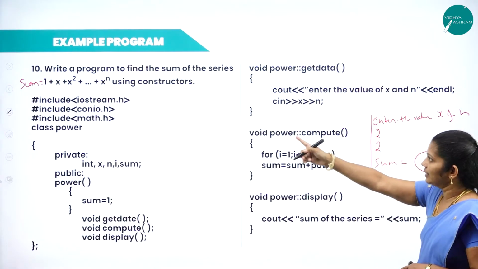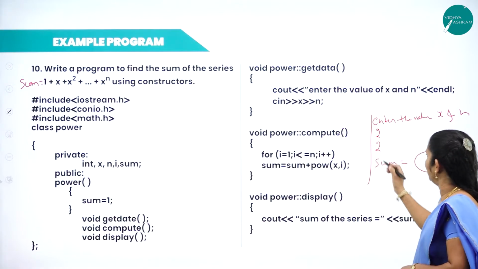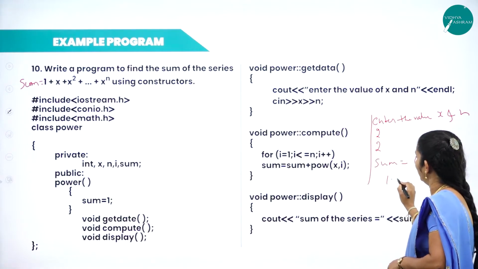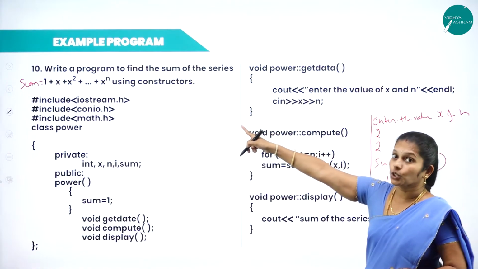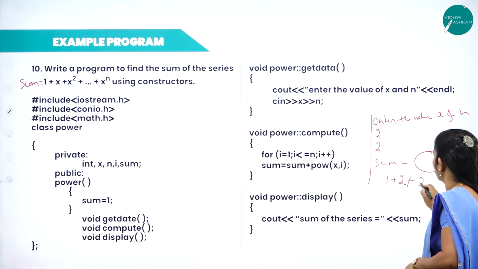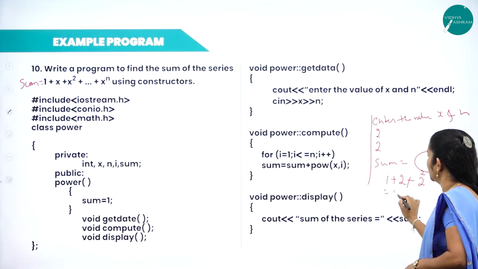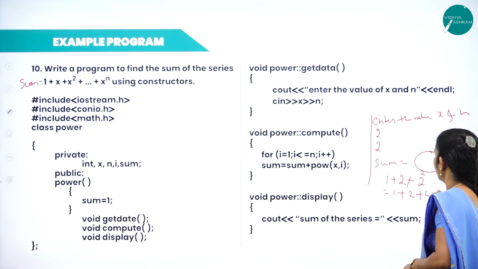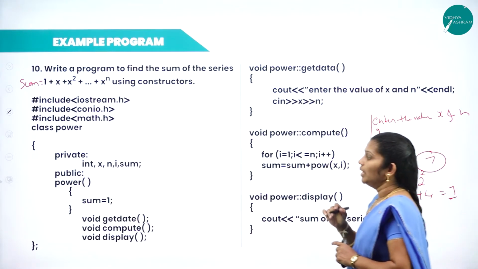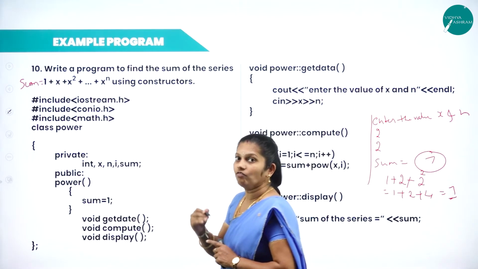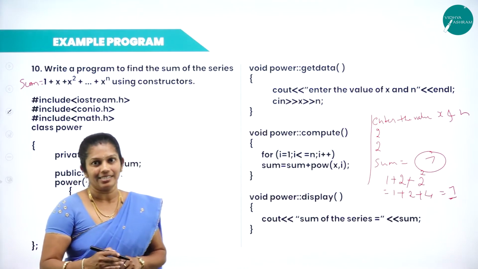How to get the result? See the series, that is sum equals 1 plus, for x we are given 2, plus x square, power also I gave 2, then 2 to the power of 2. Then the result 1 plus 2 plus 4, that is totally 7 we are getting here. That means here we are writing one program by using constructor.